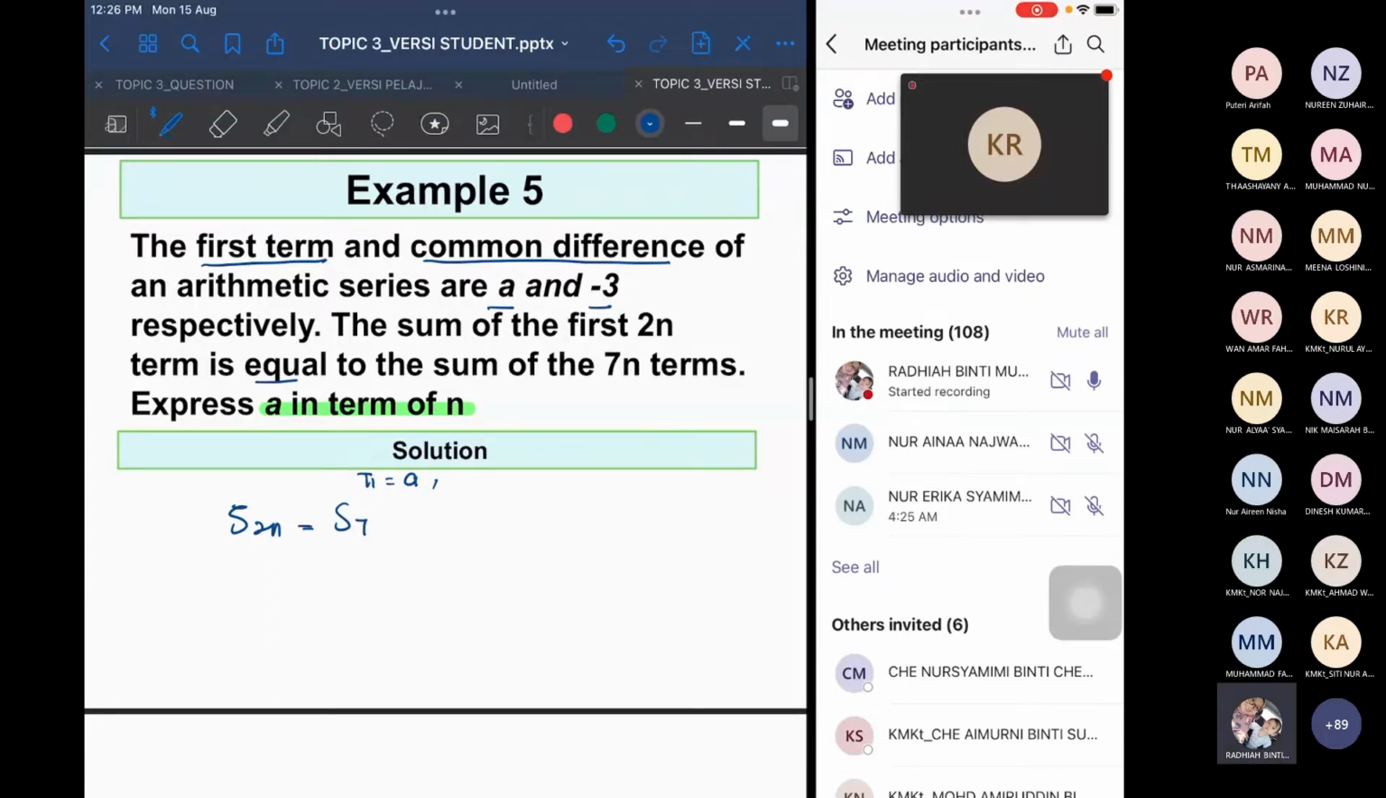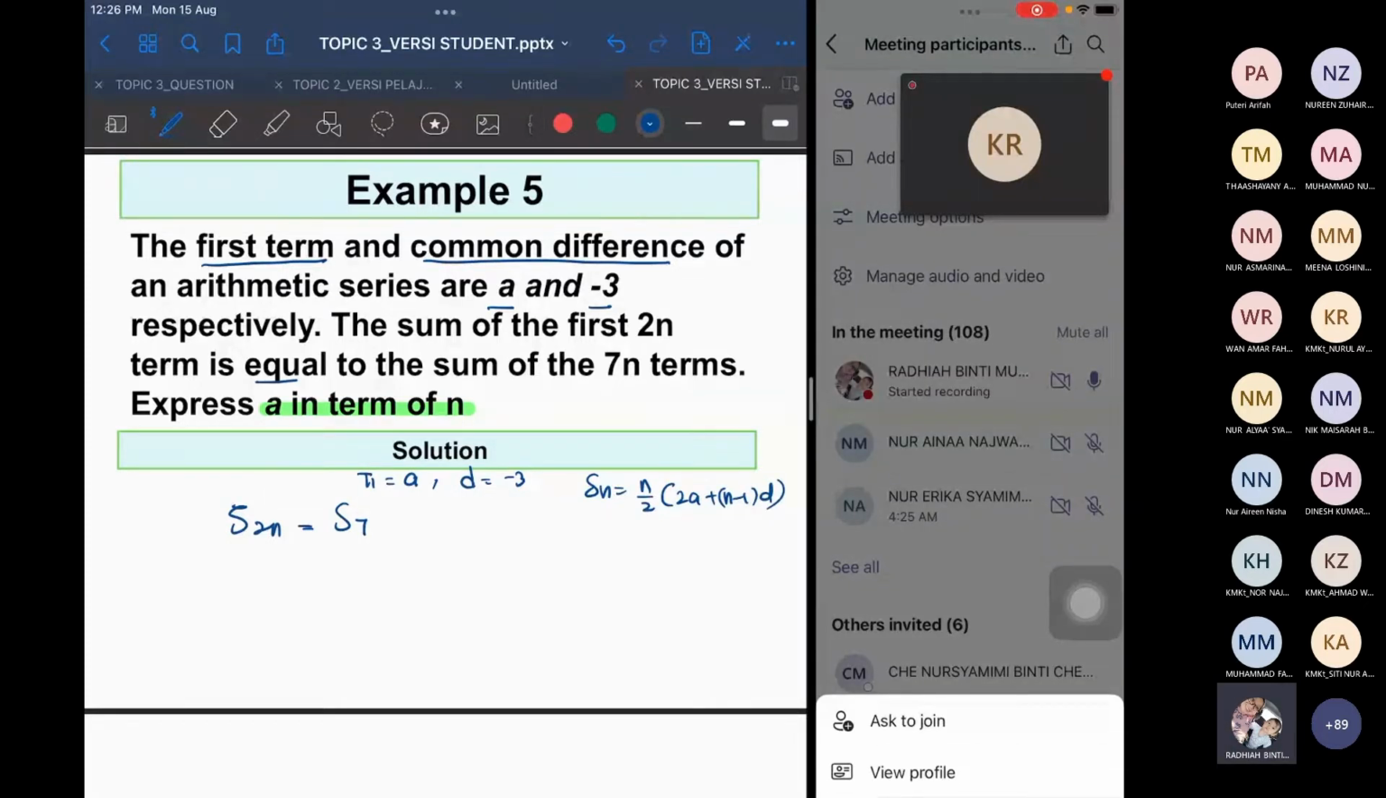Maaf banyak gangguan. Okay, so our D is -3. So kita tahu kita punya formula Sn adalah n over 2 [2a plus (n minus 1) times D]. Okay. Kelas, biasanya kalau saya solve, saya suka tulis dulu general formula tu. Dia sebagai panduan kepada kita. Okay, so you punya S2n.